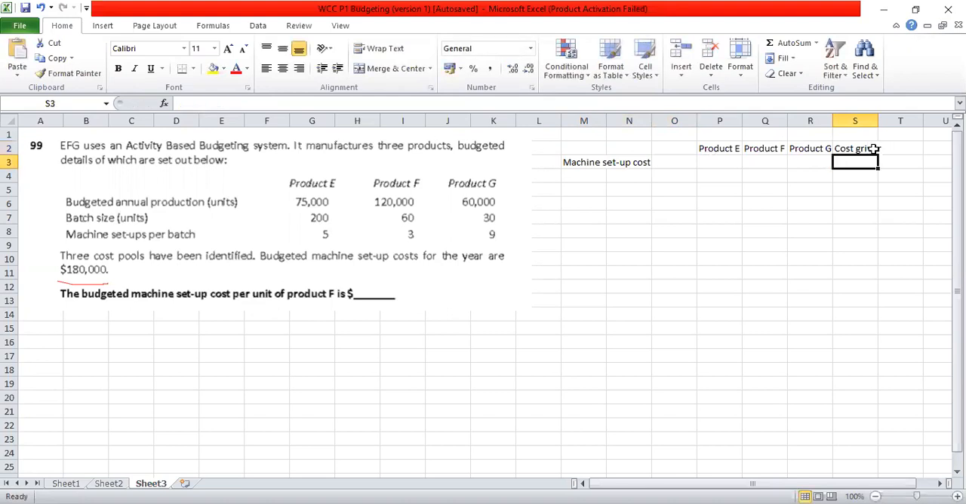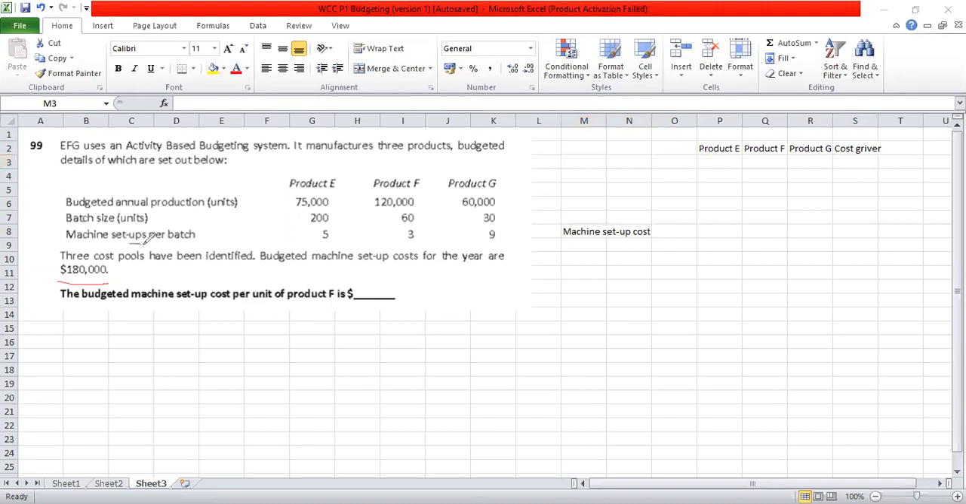From the given details, what do we understand? Because it's machine setup cost, per unit should be the case. But machine setups per batch is given. How many batches have we done? Similar type of question earlier also. So if we have to allocate the machine setup cost, there are certain other details which we have to first look into. The batch size is given.